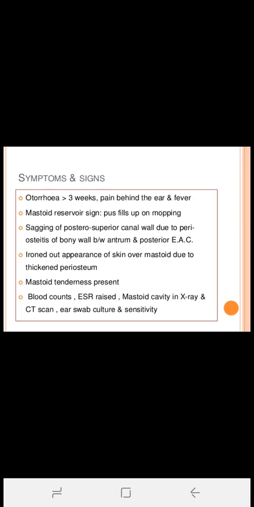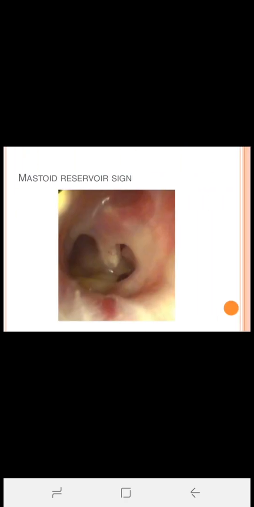For the blood counts, we have to see: there will be raised WBC and raised ESR. The mastoid cavity in the X-ray and the CT scan will show clouding. And then we have to do an ear swab for culture and sensitivity.